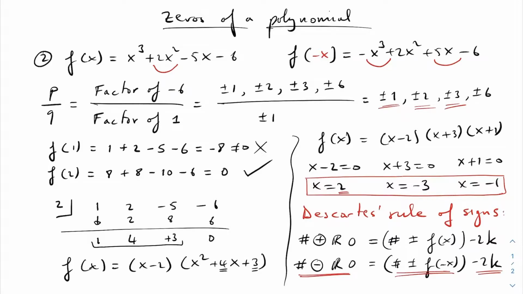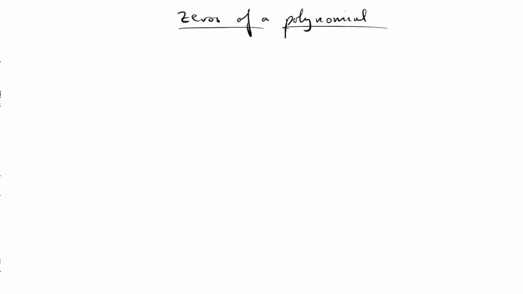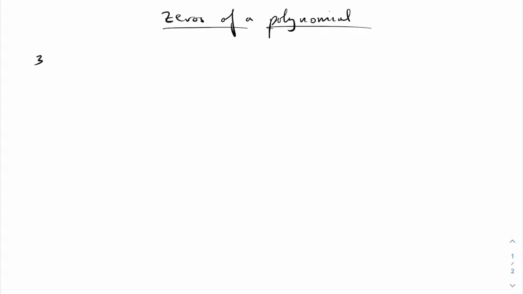Okay, so let me give you one last example where I'm going to use both the rational zero theorem and Descartes' rule of signs so you can see what I'm talking about here. So we're going to have here f of x equals x to the power of 4 minus x cubed plus 2x squared minus 4x minus 8 equals 0. And so here's our polynomial, and we're trying to find the zeros of this polynomial.